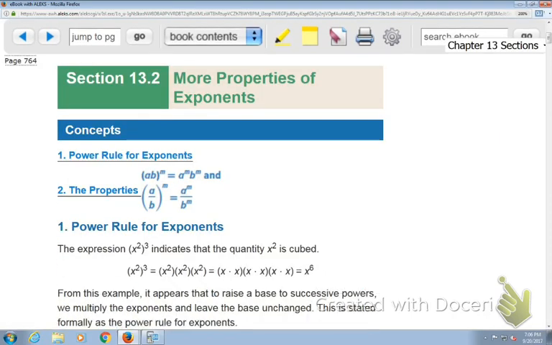13.2, which is more properties of exponents. Right? That's not very helpful. It's just more. All right. So what would happen if I took x squared all cubed?